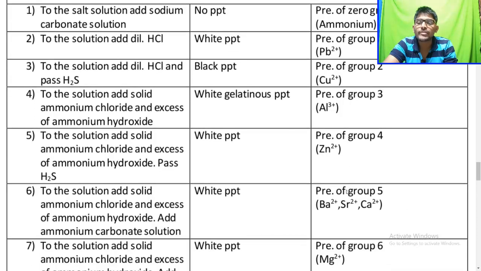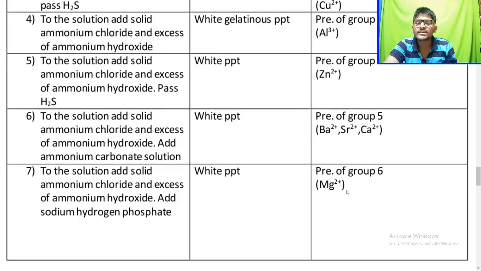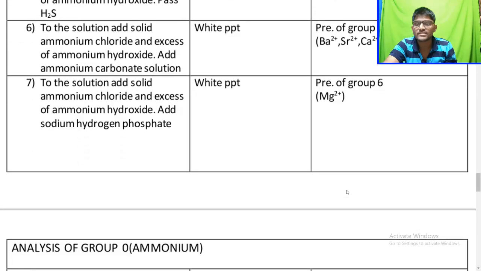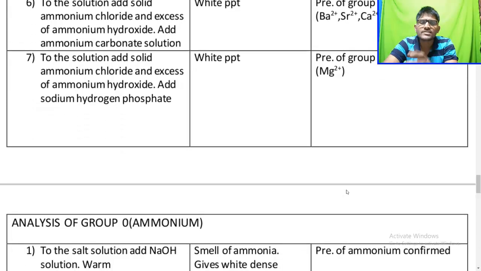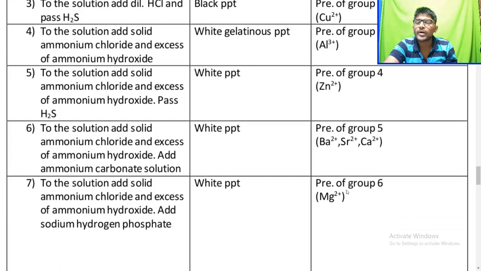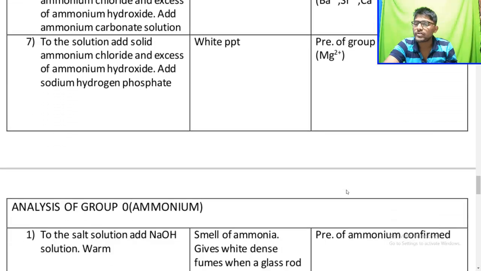And more probably coming, as I told you, aluminium sulfate is coming, so a white gelatinous PPT, and it's group 3. Or you can also get into group 5, same process, you have to add H2S. And then number 6, it is the ammonium carbonate test, group 6. Group 6 is the last, and hence you can get into Mg. Or group 5 has lots of things like Ba, Sr, Ca, calcium, barium, so it can be referred.